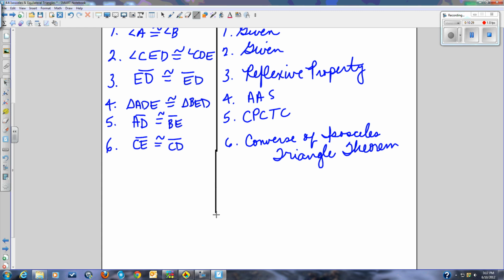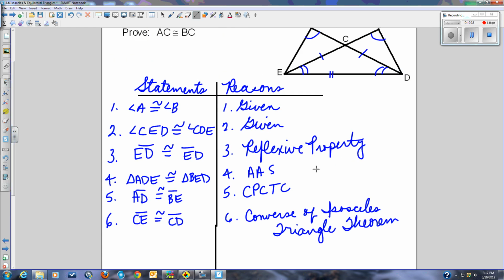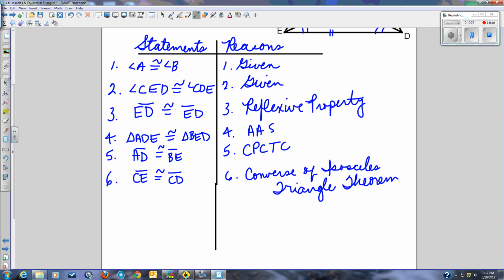Alright, so let's make this a little bit longer, which basically said that if you have two base angles that are congruent, the sides opposite them are congruent. So now let's see what else we know here.